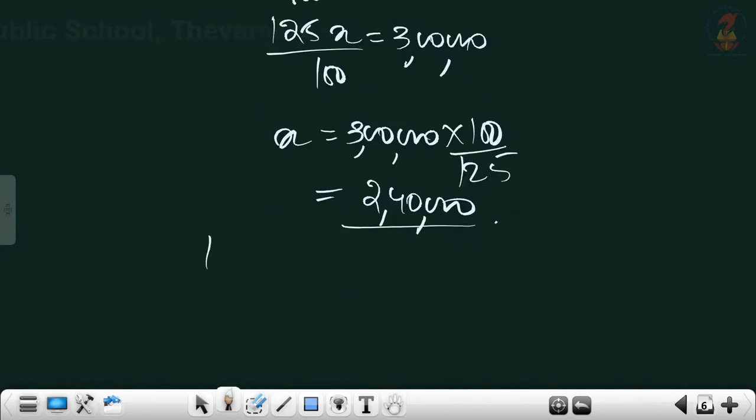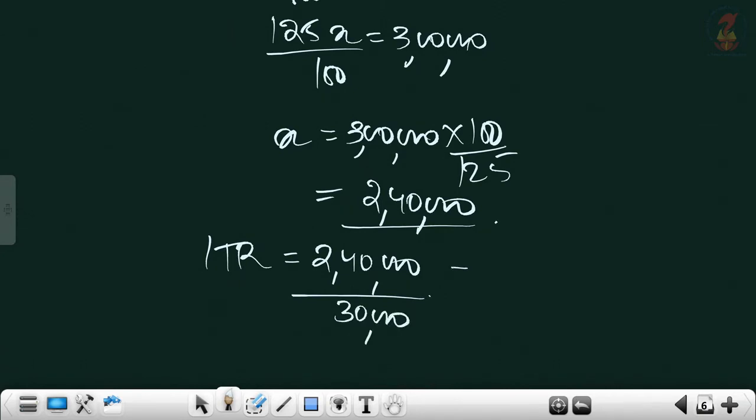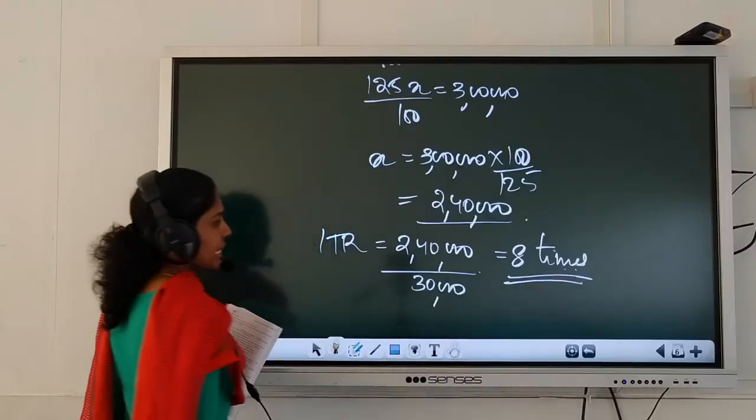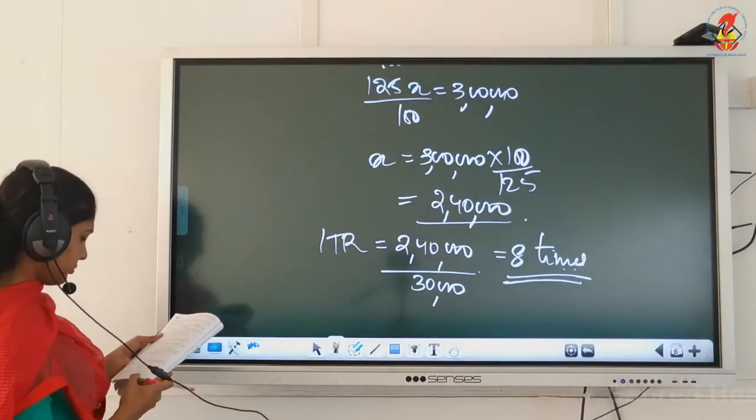So we got cost of goods sold. Already we have computed average inventory. 2,40,000 divided by what was your average inventory? That was 30,000. So the final answer will be 8 times. Don't forget to write in times.